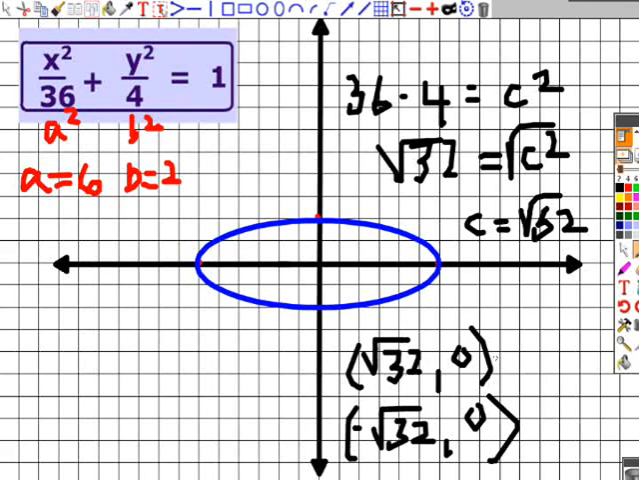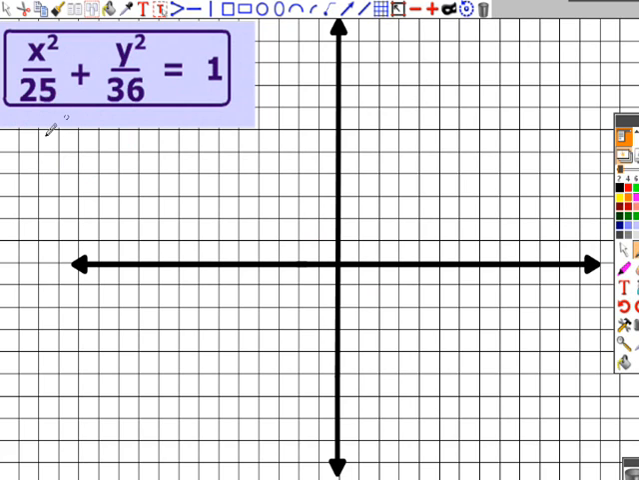Okay, moving on. So now let's go to one where it's reversed. So where's a squared here? A squared is the larger one always, so it's with y squared. So here's a squared. So that means a is 6. And now this is b squared, so b is 5.